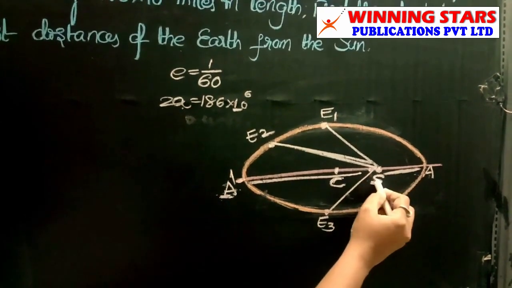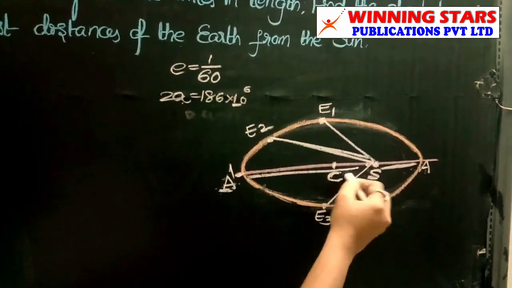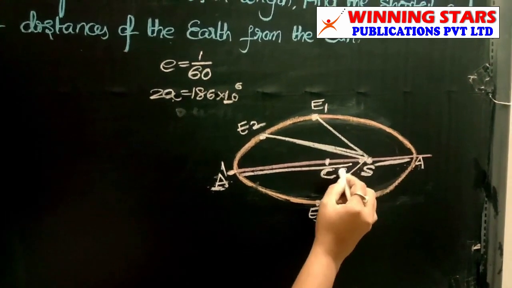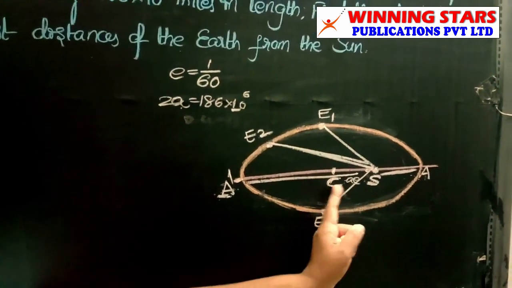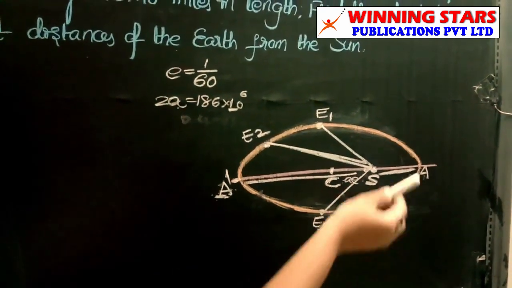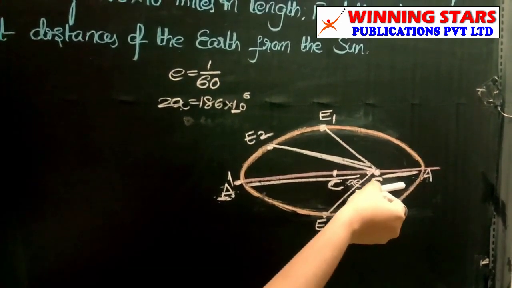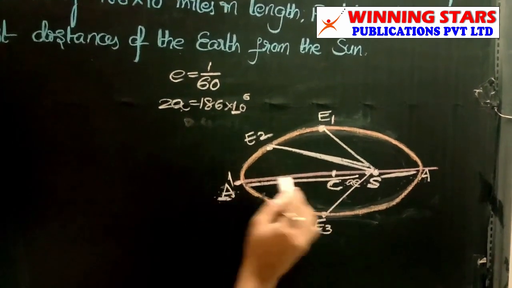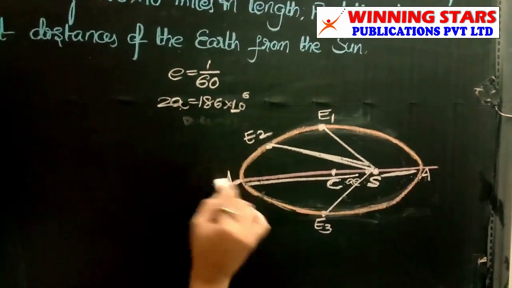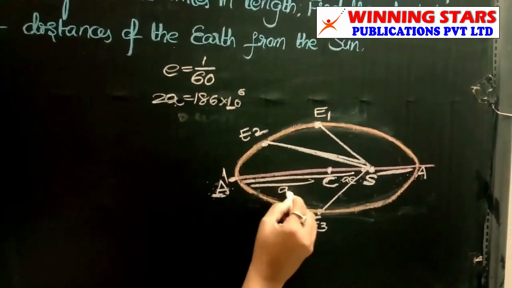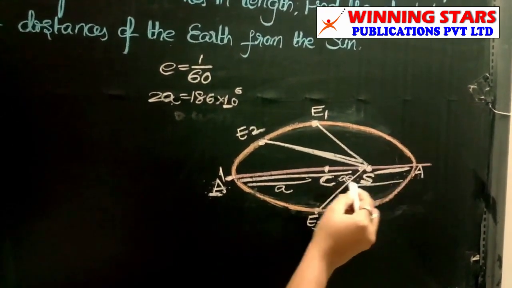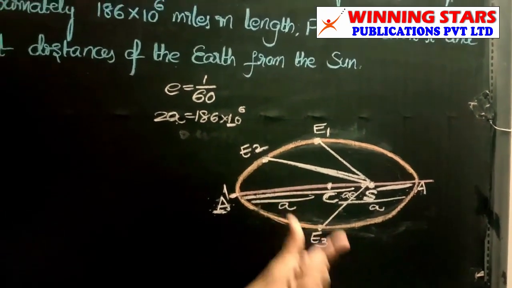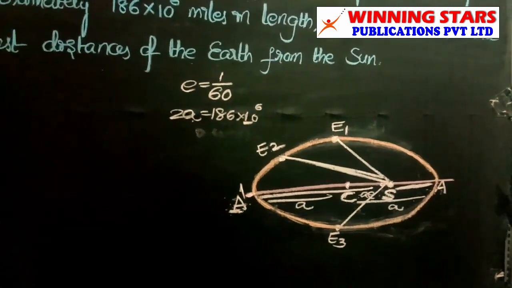What is SA? SA is nothing but CA minus CS. What is the CA value? CA is equal to a. And what is the CS value? This is ae. It is between the center and the focus, ae. Now what is the SA value? SA is nothing but CA minus CS. And what is the SA dash value? SA dash is equal to CS plus CA dash. Here CA dash is equal to small a, CA is equal to small a. These two values are small a. Now we want to find those two values. That's the given problem.